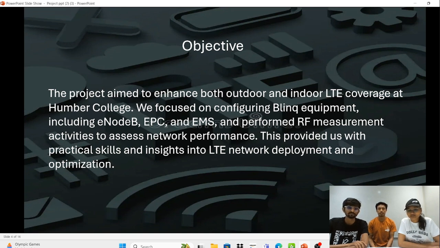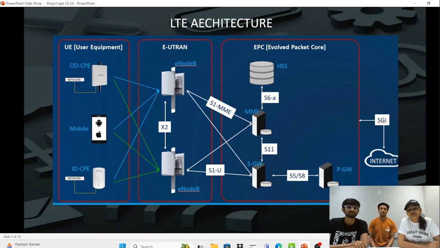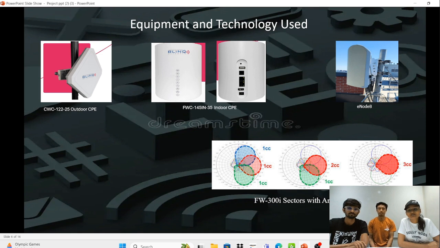Talking about the equipment and configuration, at the heart of our project is the Blink FW300i system, which is a tri-sector and tri-carrier LTE evolved eNodeB, which operates in bands 46 and 48. We configured this versatile unit using a web UI dashboard, setting parameters like static IP addresses and carrier aggregation with a 20 megahertz channel at a transmission power of 23 dBm. We also integrated the gNodeB CPEs for seamless connectivity.